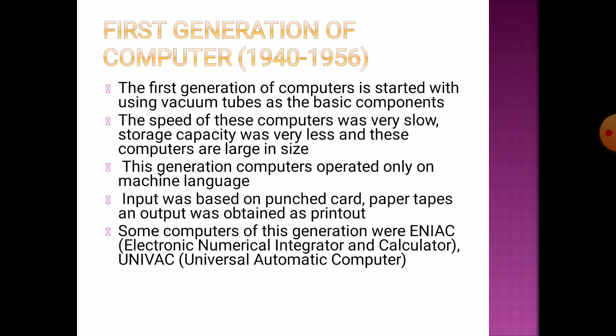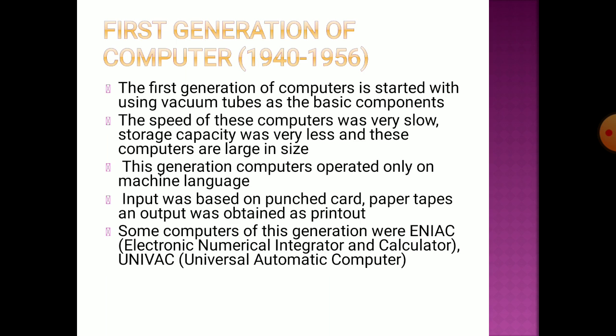What does ENIAC stand for? ENIAC stands for Electronic Numerical Integrator and Calculator. UNIVAC stands for Universal Automatic Computer. So these are the two computers designed and developed in the era of the first generation.